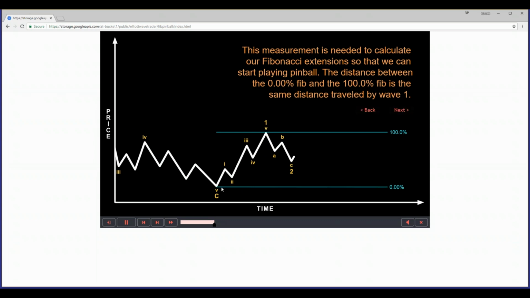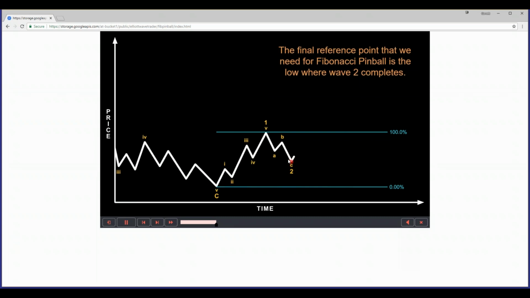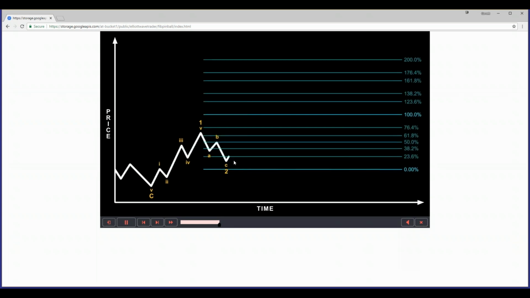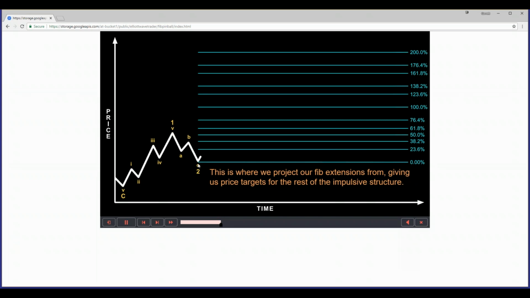We need that measurement to calculate our Fibonacci extensions. The distance between this 0% extension and this 100% extension fib is going to be that same distance traveled by wave 1. Then we're going to use the bottom of wave 2, our final or third reference point, and project that measurement from where wave 2 completed. So this same 100% extension is still that same distance traveled by wave 1. If you have a Fibonacci expansion or extension tool in your charting software, those are the 3 reference points you use to measure those fibs.